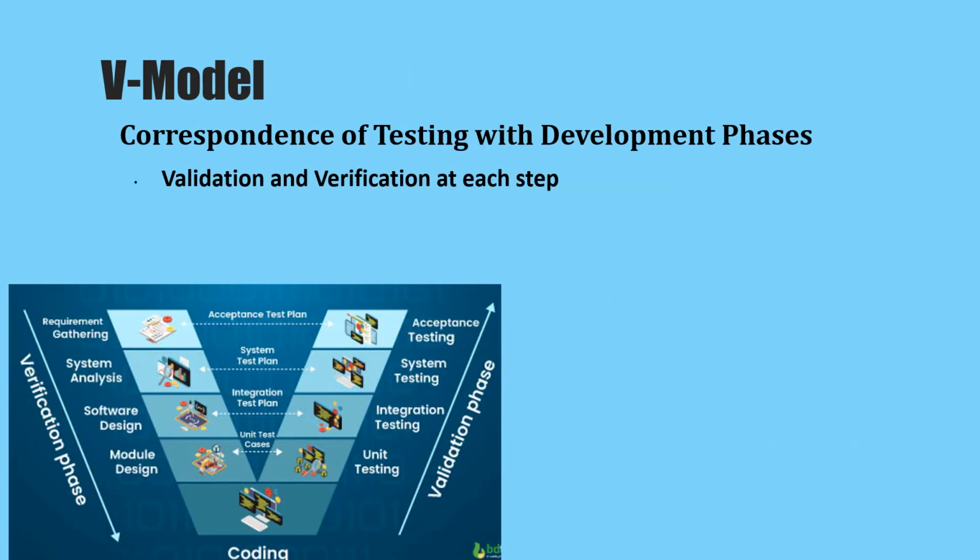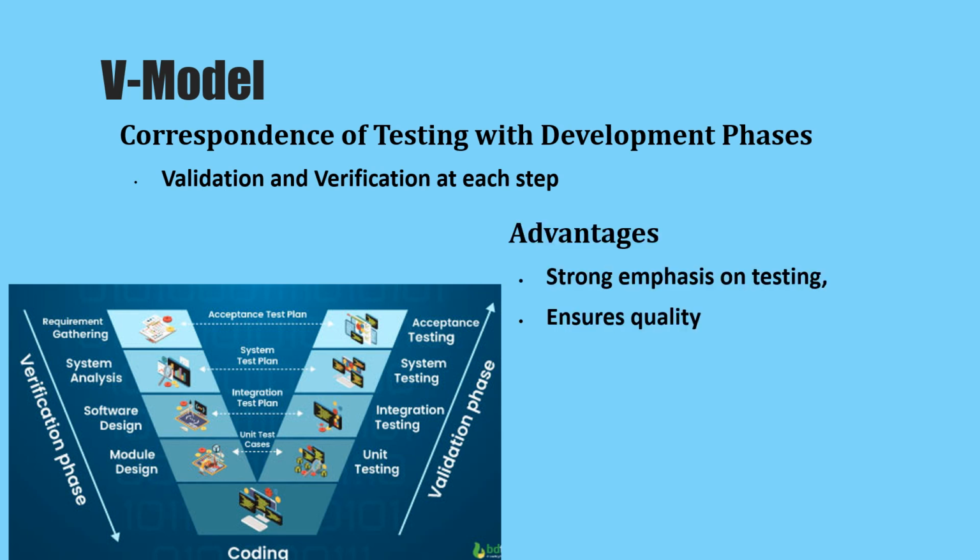V model, correspondence of testing with development phases, validation and verification at each step. The V model emphasizes the relationship between development and testing phases, with each stage of development having a corresponding testing phase. Advantage: strong emphasis on testing. Testing activities are integrated into each stage of development, ensuring thorough verification and validation of the software.